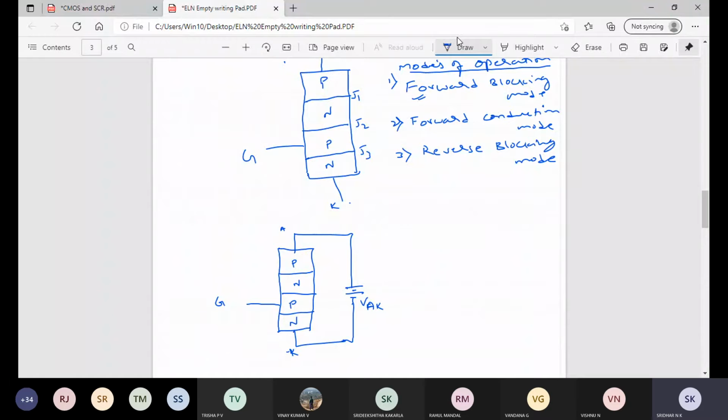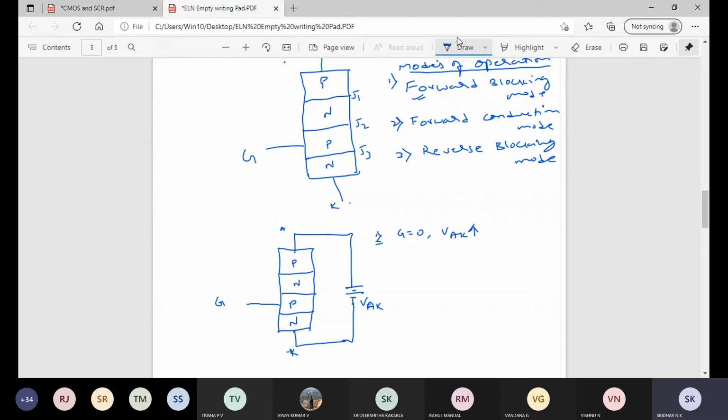So first I'll start with forward blocking mode. Okay. So gate is equal to 0 and VAK applied in steps. Okay, that is first. This is for this forward blocking mode. Okay. So what happens because of this VAK?